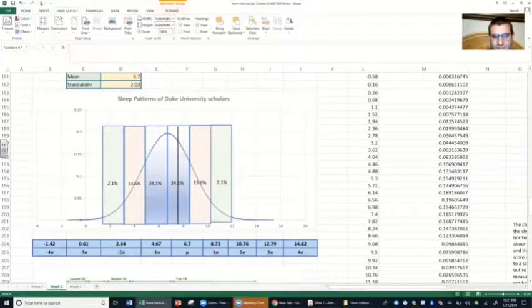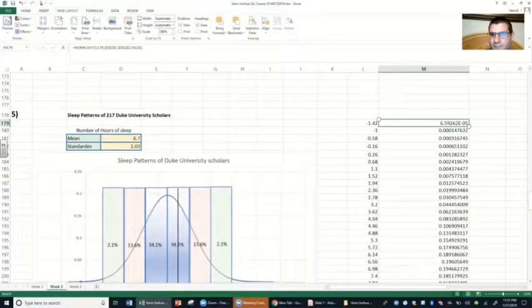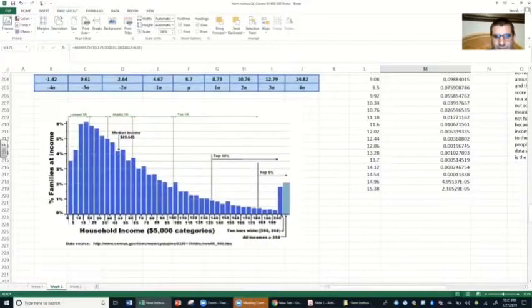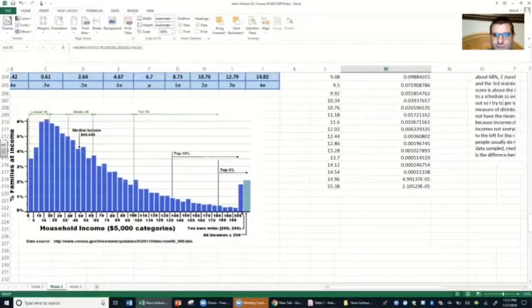The first standard deviation is in the blue, the second standard deviation is in the pink, and the third standard deviation is in the green. We used this formula and just double clicked to get all of our information all the way down. We also copied and pasted this chart as we were instructed.